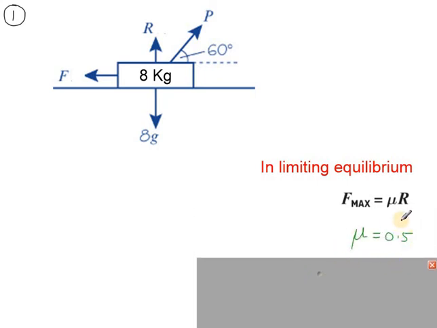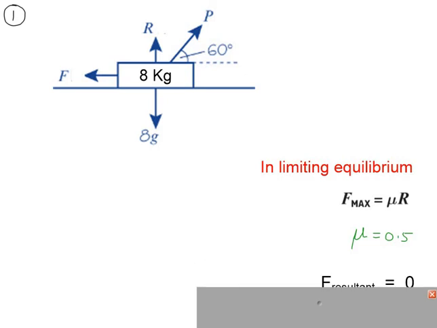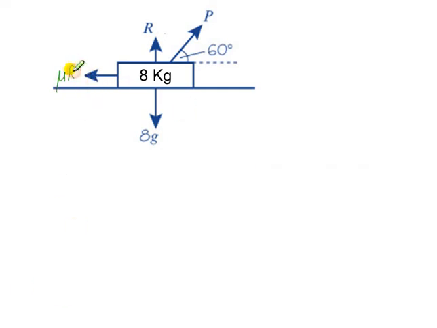This value is given, the coefficient of friction. The resultant forces in any direction resolved will be 0 because the block is static. So F equals mu R. This will be the frictional force here, like so.